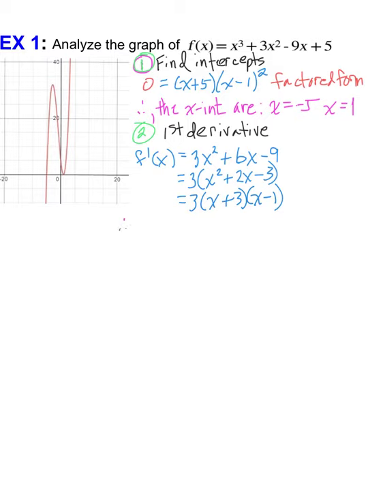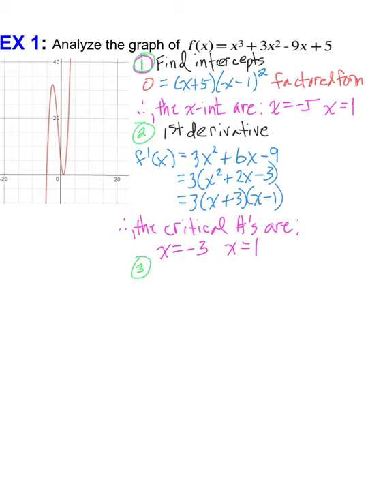So therefore, the critical numbers are, from here we've got -3 and +1. So x equals -3 and x equals +1. All right, we have one more thing to find before we write out our findings.